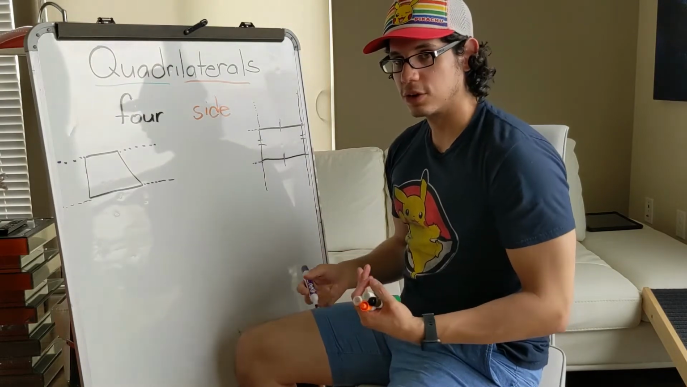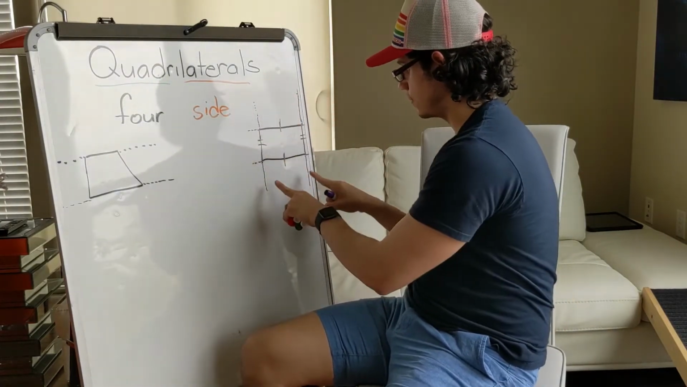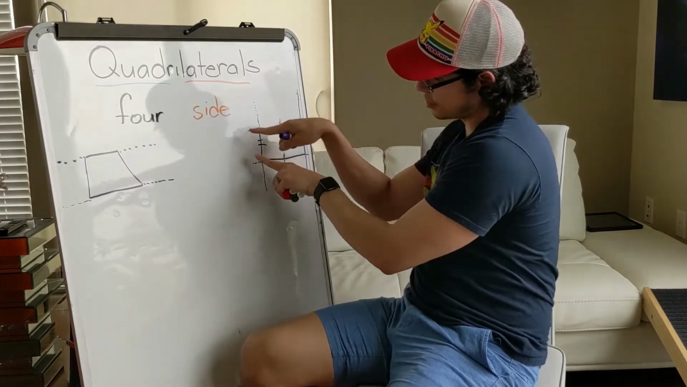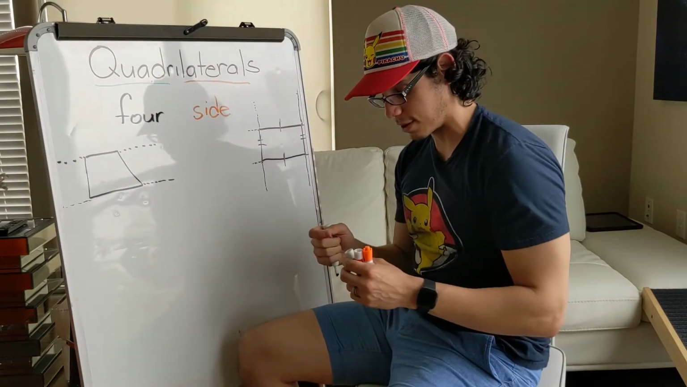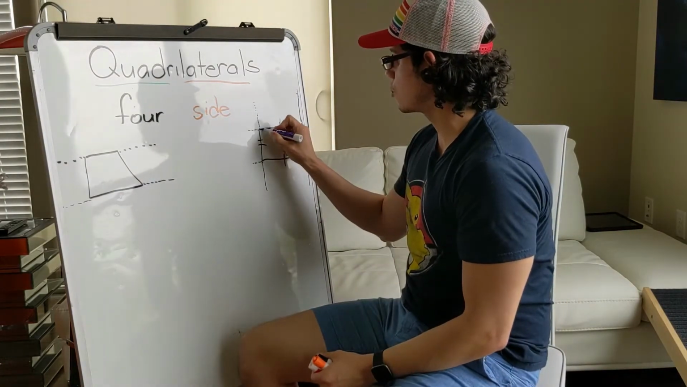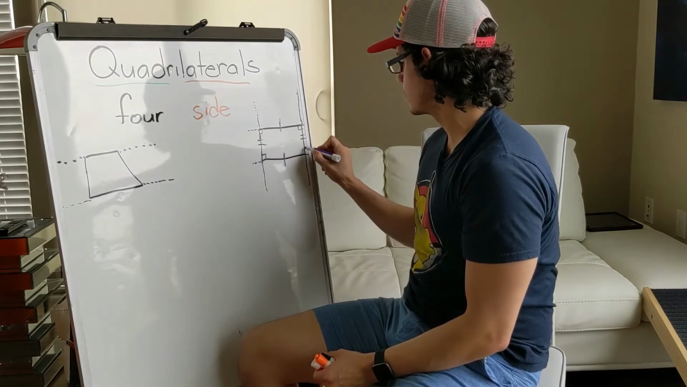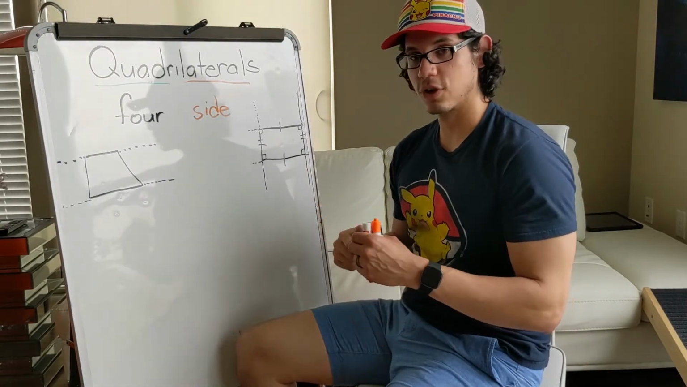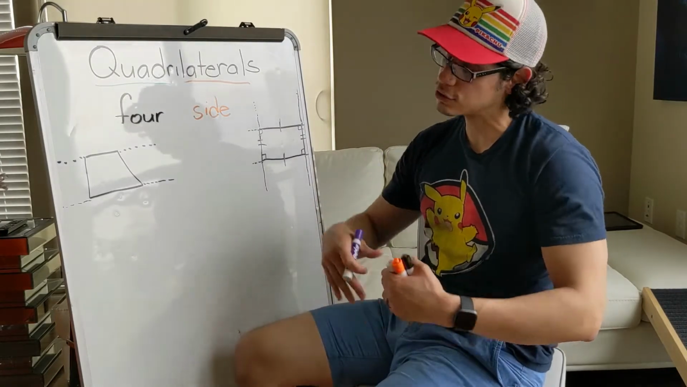So for a rectangle, it's really neat. These two sides are parallel, and they're also congruent. These two sides are parallel, and they're also congruent. Another really neat thing about a rectangle is that it's got square corners like this. So I can make square corners like that, okay? These are called right angles, okay? And you're going to learn more about that whenever you get into higher grades.